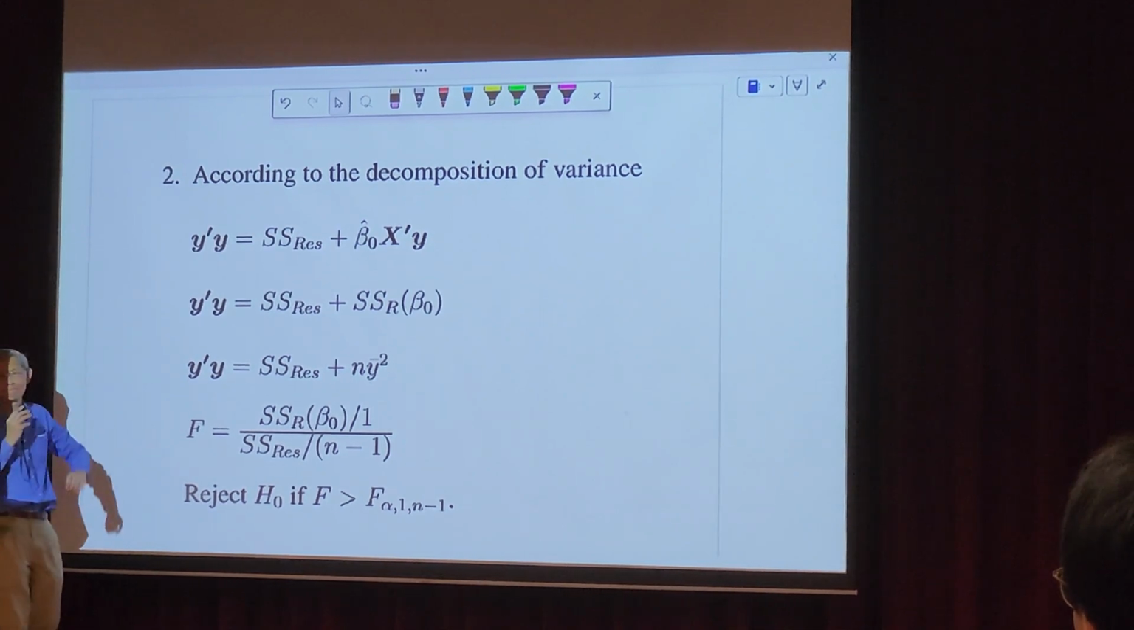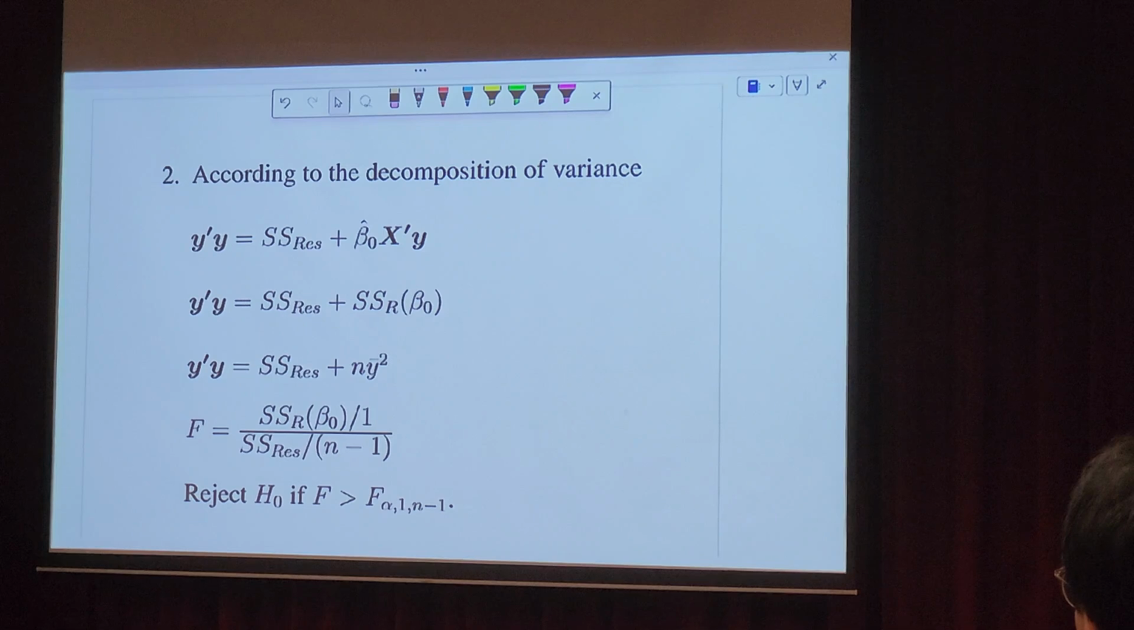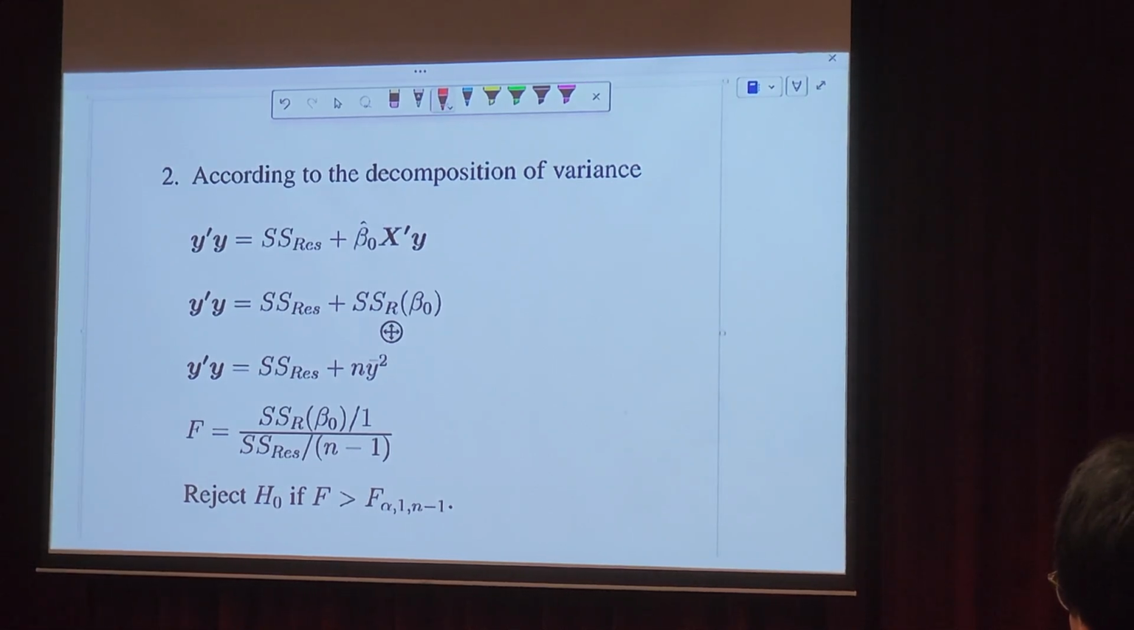So y prime y, it's the sum of square residue plus beta naught at x prime y. You can put a transpose if you want, if it makes you feel comfortable, but the transpose of a scalar is a scalar. It makes no difference. So here, this quantity is defined to be SSR beta naught. That's a definition.